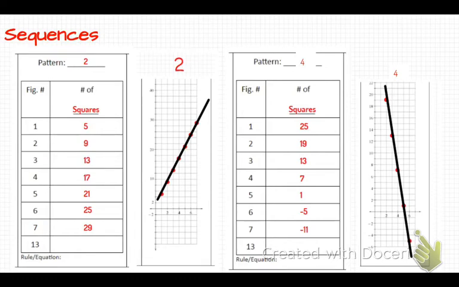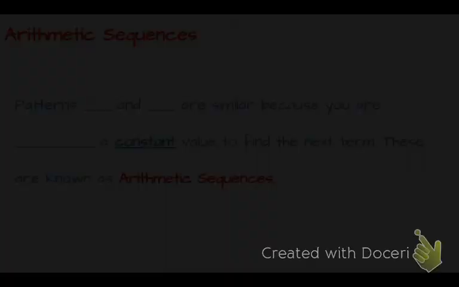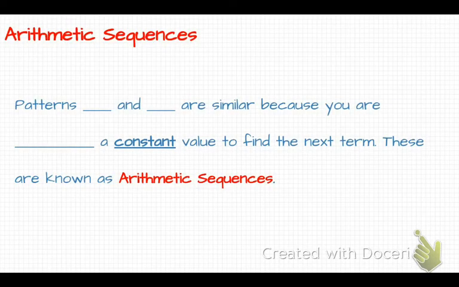Look up here. Do I want you to draw a line? No. I'm just drawing a line so that you can see the shape of it. Do you understand that on pattern 2 they all line up to make a line? And on pattern 4 they all line up to make a line? So what that means is these are called arithmetic sequences.